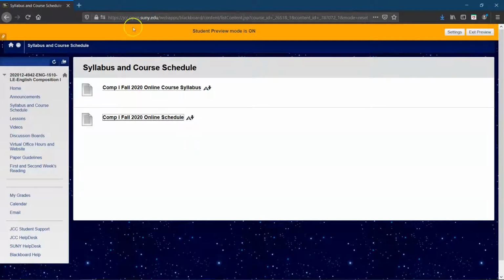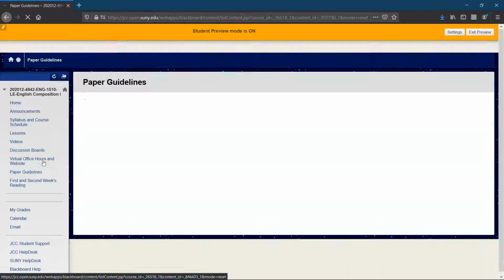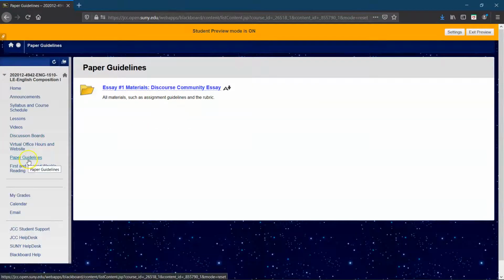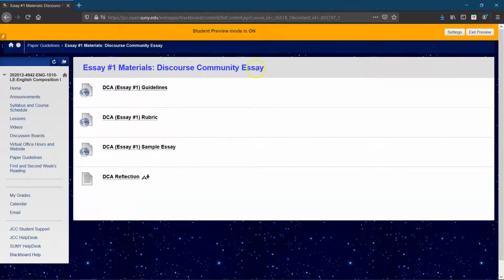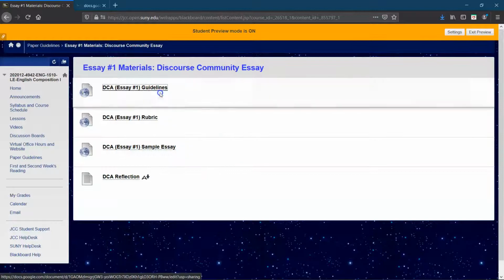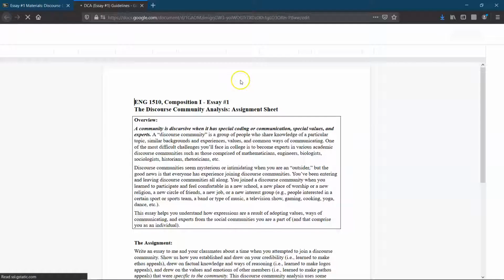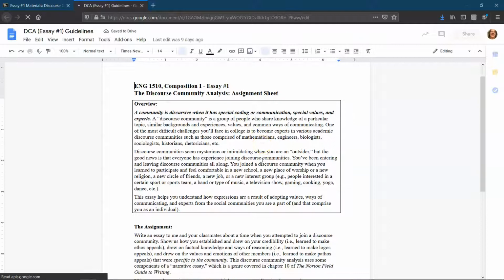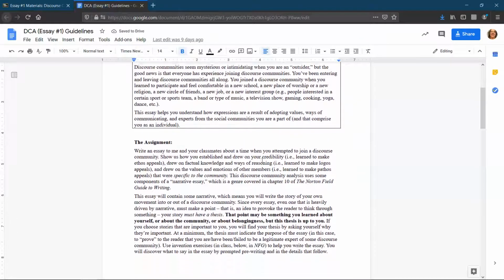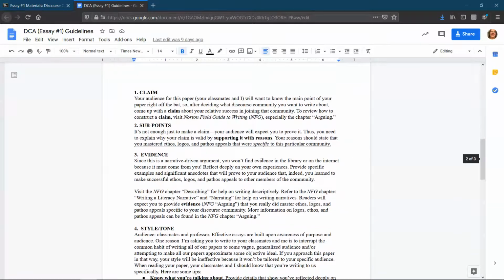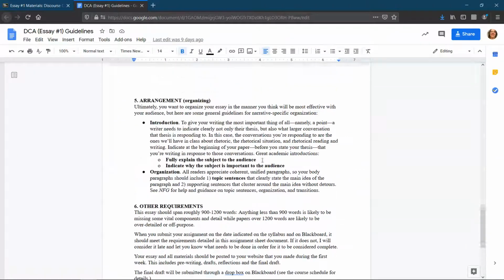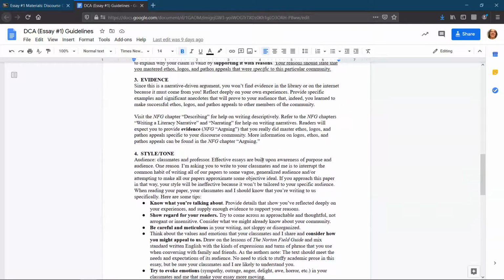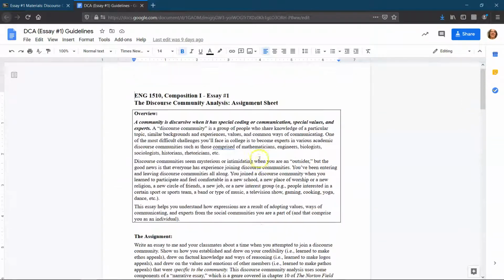So with that in mind, I just want to revisit a couple things from last class. So the paper guidelines can be found under the paper guidelines tab, under the essay 1 materials and the discourse community essay. And here are the guidelines that I do highly recommend reading before sitting down to write it, or even looking at the guidelines as you're writing the paper, because it tells you how to be writing the paper. It helps with pre-writing and invention and drafting.